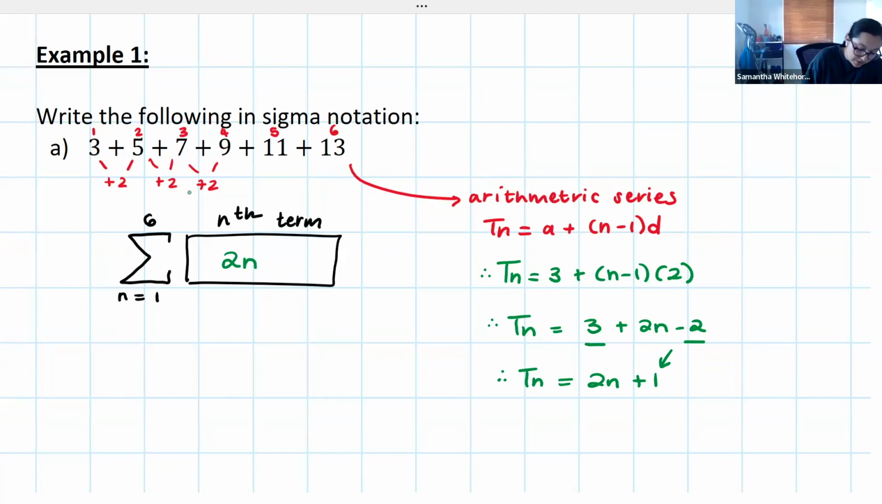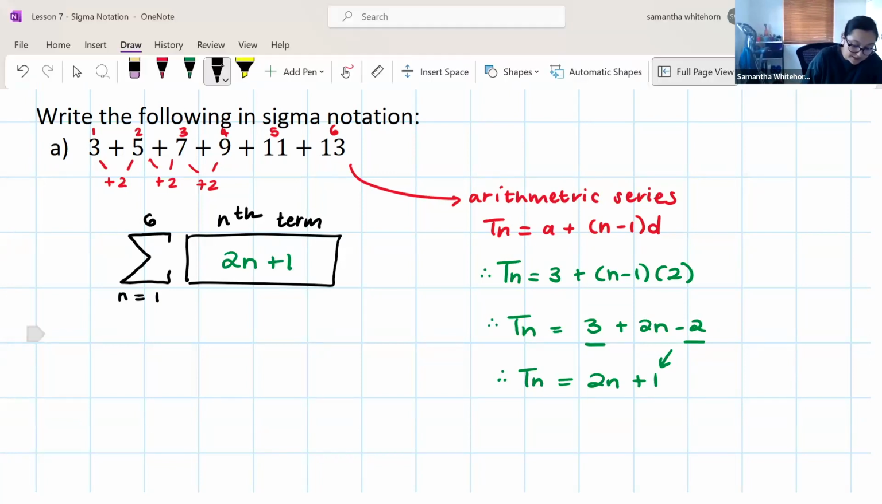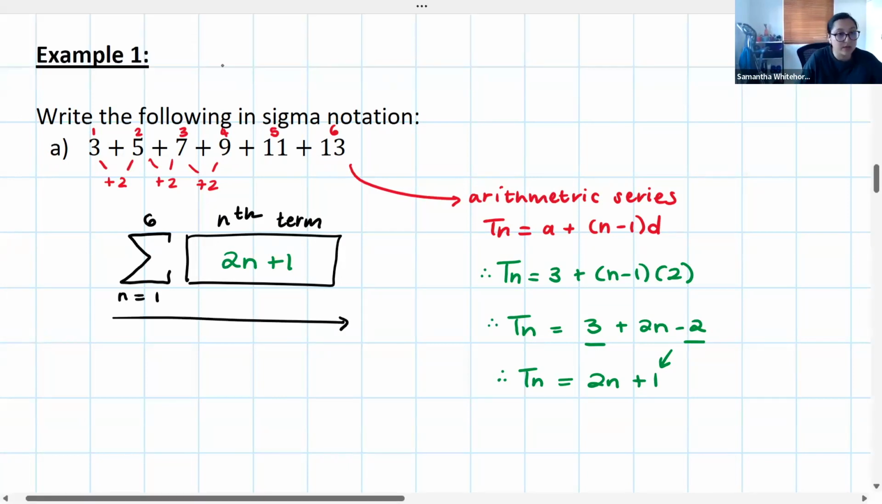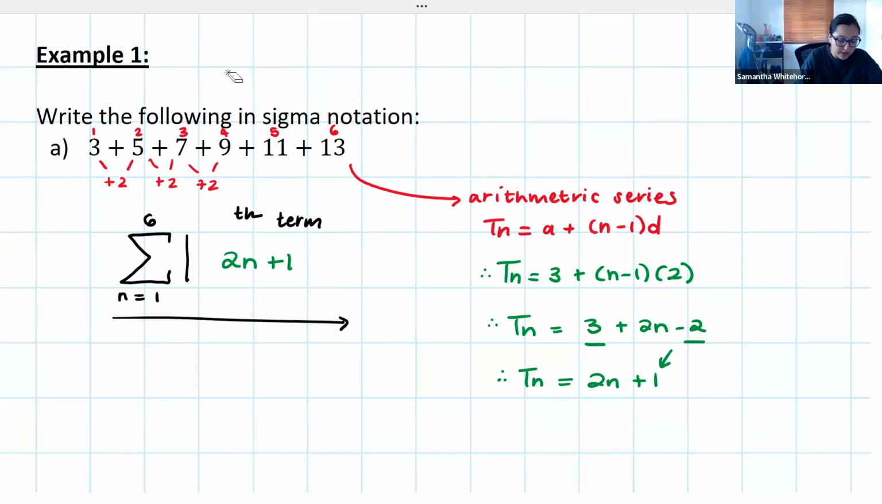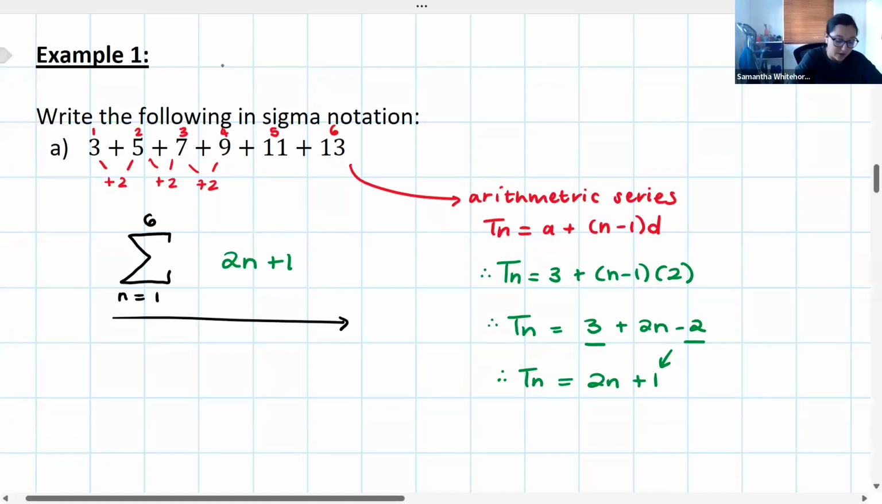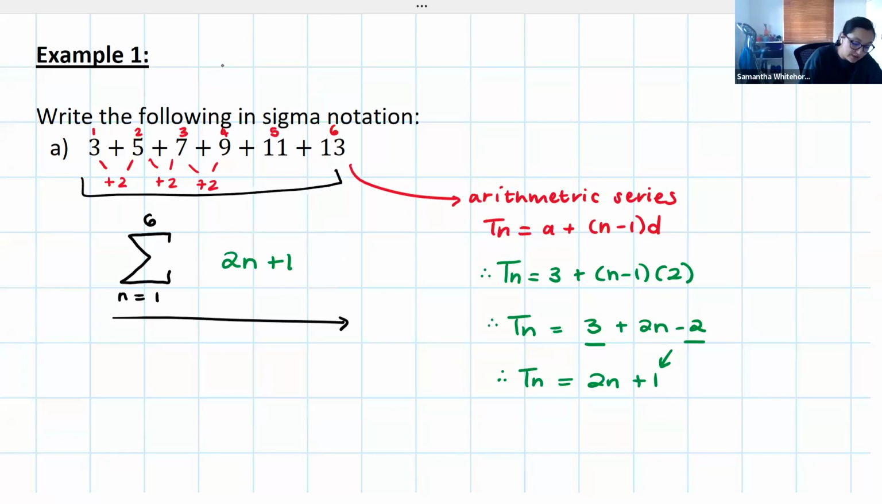So that is what I'm going to write on the right-hand side of my sigma sign. If I want to take the series I was given and write it in sigma notation, that is exactly what I would write. Obviously, you wouldn't have the block on the nth term there. That goes away. But that is sigma. What we have done is we've taken the series and we've written it in mathematical notation.